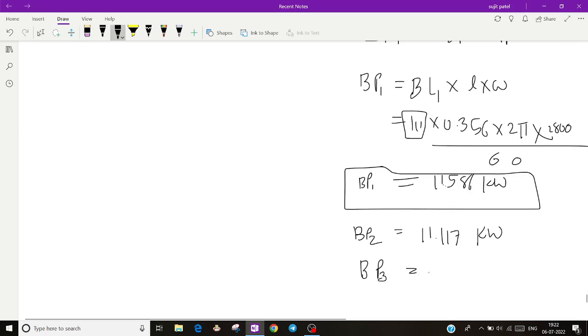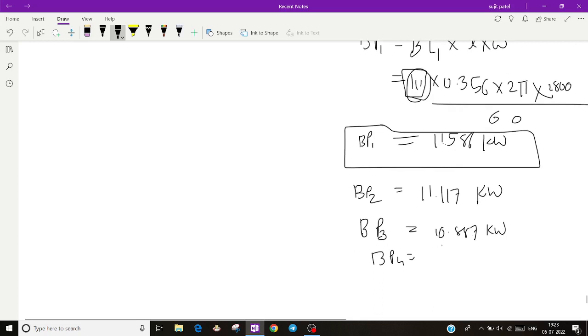Now brake power when cylinder 3 is cut off, that is 10.887. Why I'm writing this value directly, because you have to just change the value of brake load and all the things will remain same. And this is 11.586 kilowatt.